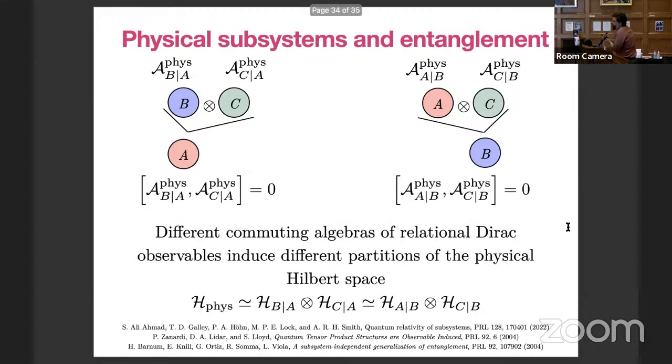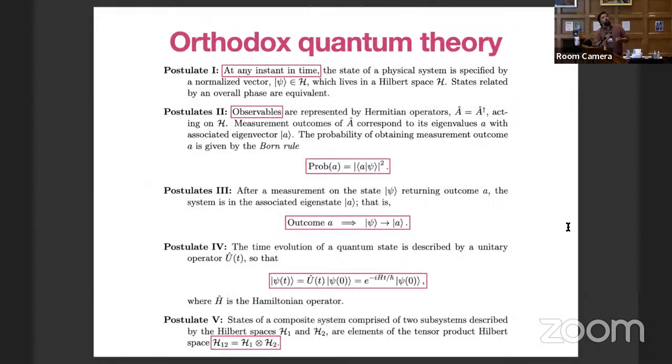Okay, so that's everything I wanted to say. Namely, coming back to these postulates, we should really think of states not at an instant of time, but as states that are encoding correlations between a clock and a system. For observables, we should really be looking at these complete relational observables that encode information about what the system is doing when our clock is reading a particular time t. And the Born rule should really be about these relational observables.